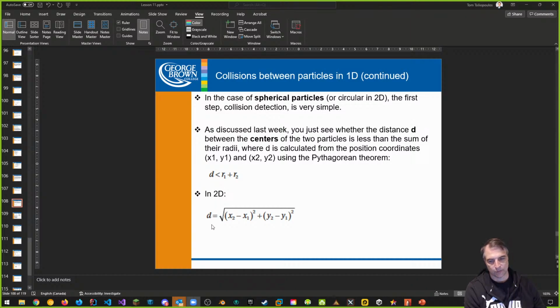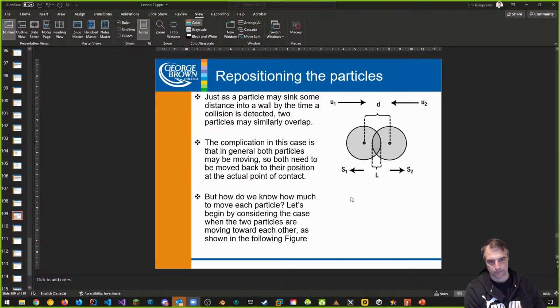And in 2D, the distance is the square root of (x2 minus x1) squared plus (y2 minus y1) squared. Again, you don't want to do this. Maybe you want to use the squared distance, the addition of these two squares, because it's less computationally expensive per frame than the square root.